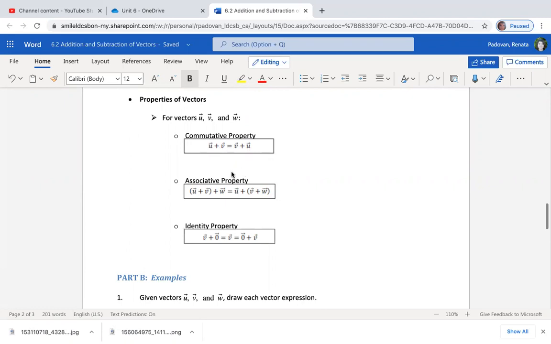We should know that. The associative property is if I have a vector u plus vector v in brackets, where I have to add those together first and get a resultant, and then add vector w to that, I'll get the same answer as I would if I were to take vector v and vector w, add those together because of the brackets, and get a resultant, and then add that to vector u.